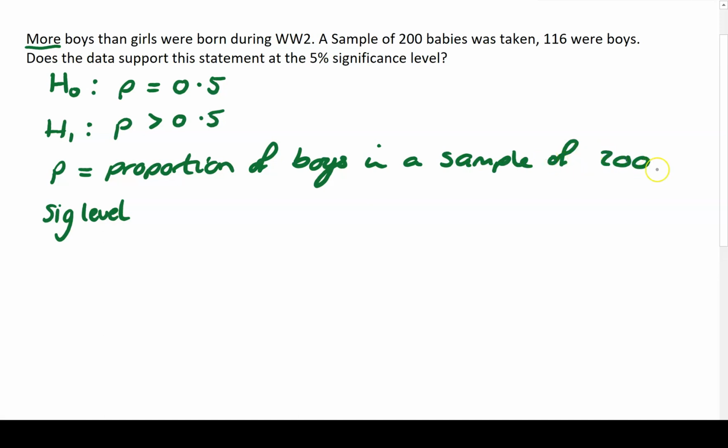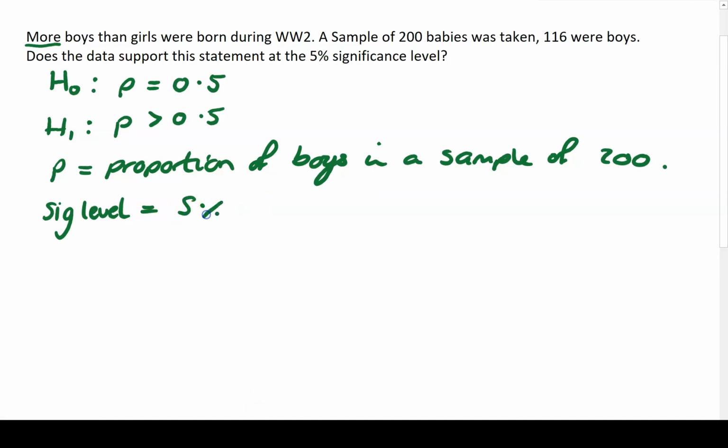Obviously, the bigger your sample, the more likely your data is to be accurate. And the significance level is 0.05. Well, you can either write 5% or 0.05. Okay.